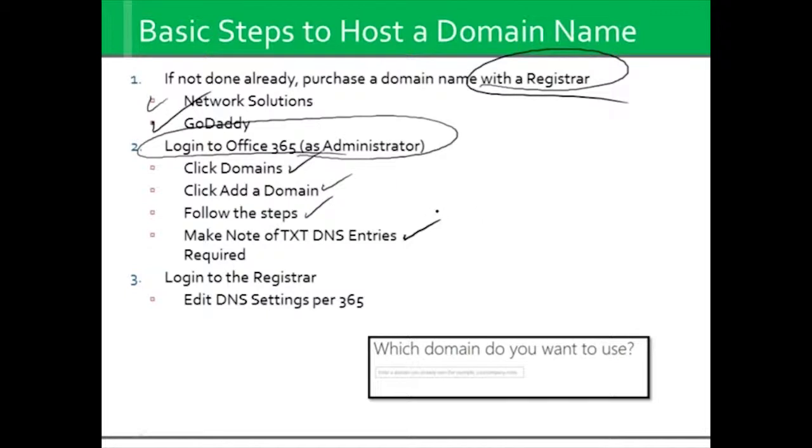So once we follow all the steps, we add our TXT entry, it is then going to tell us what other DNS entries we need. So let's say everything I own is at Network Solutions. It's going to say you need these DNS entries for Microsoft Office 365 to work, and you're going to go over to that registrar and you're going to do a little bit of data entry.